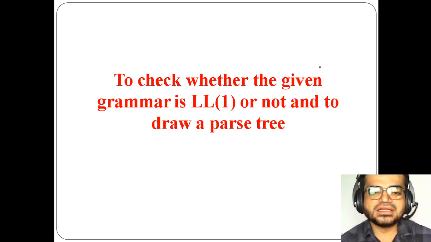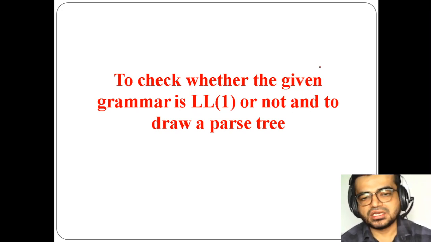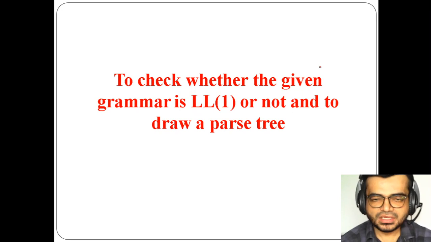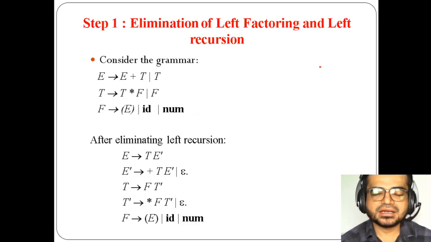So in this session, we are taking one example: a set of grammar productions, and we are seeing whether we can say the given grammar is LL1 or not. If it is, we will try to draw a parse tree of the given grammar. There is an example here, but before going to the example, there are some steps we need to perform.